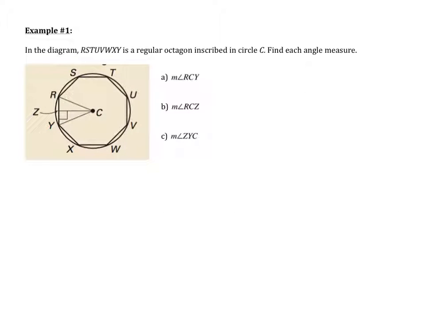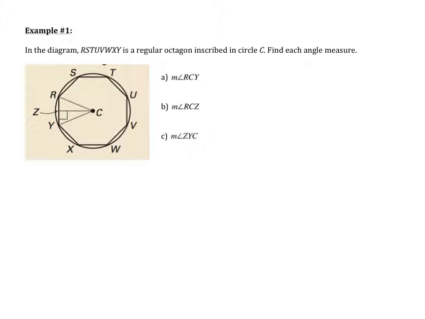Let's look at our first example. It says, in the diagram, RSTUVWXY is a regular octagon, so we have 8 sides, inscribed in circle C. Find each angle measure. For part A, they want us to find the measure of angle RCY. So RCY would be this angle formed right here. That would be a central angle since 2 radii are connecting 2 consecutive vertices of the octagon.